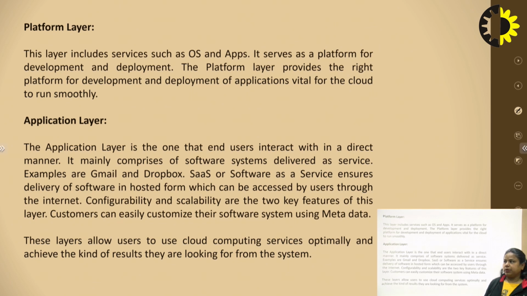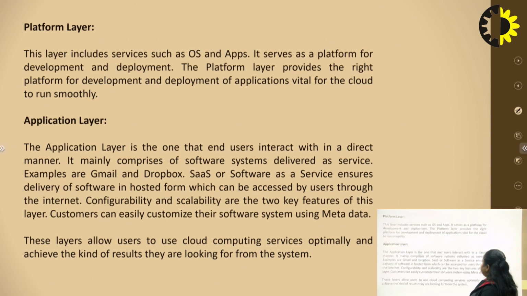After that, we talk about the next layer, called the platform layer. We are all aware that in these layers, we have different operating systems and different applications. That is called a platform. That platform is required to develop and deploy onto the individual's system as per their need. In this layer, we talk about services such as operating systems or applications related to the platforms, which are deployed and developed so that we can run the cloud smoothly.